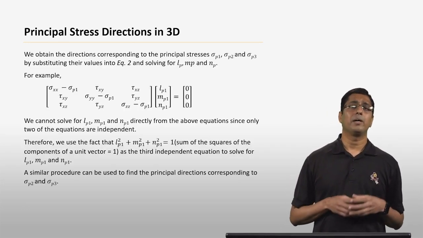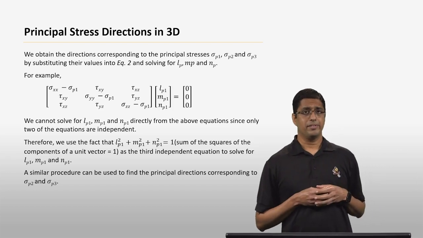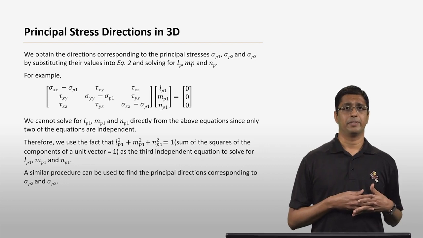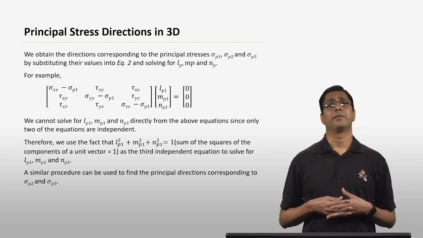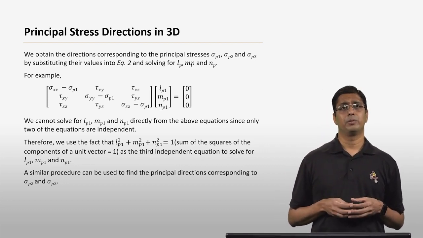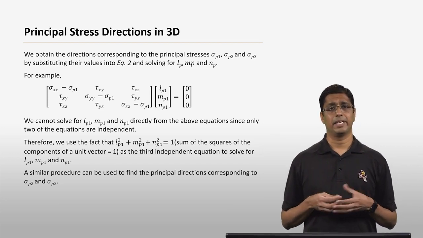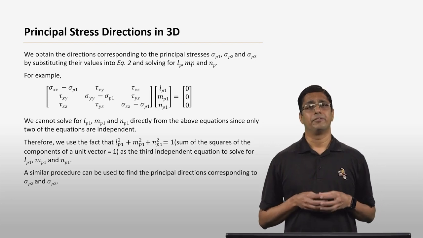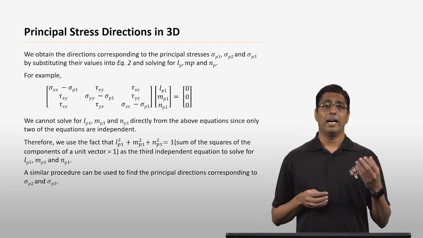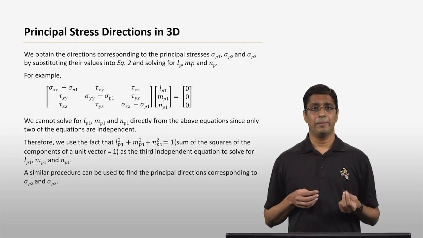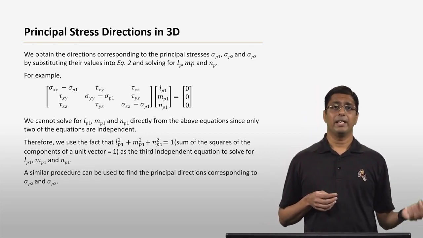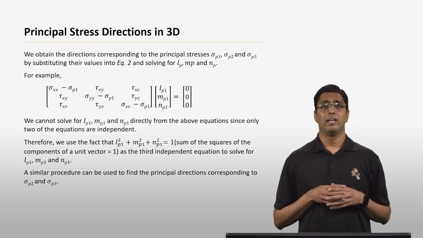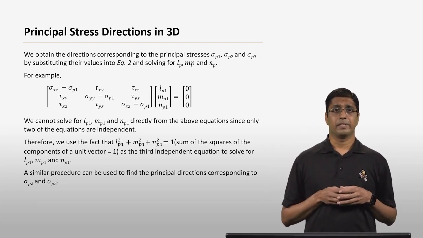Now, once you get the principal stresses, you can also find the principal directions corresponding to those principal stresses. Again, the process is very similar to what we did in 2D stress analysis. We take any one of the principal stresses that you have found, let's say sigma p1, and substitute that sigma p1 in place of sigma p in equation number 2, and then solve the equation that is on your screen.